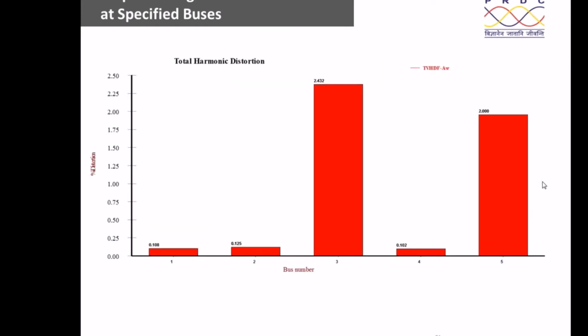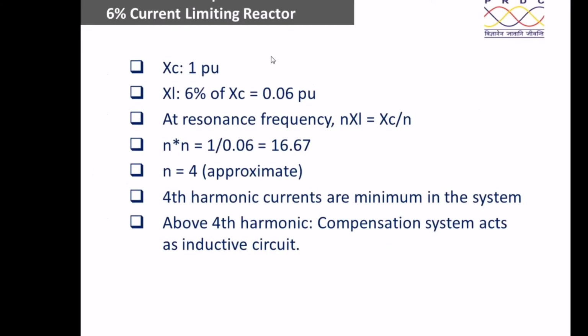Therefore, now let us see what happens. You can also plot with respect to the bus numbers. What is the percentage distortion? Corresponding to bus number 1, 2, 3, 4, 5, you will also be able to plot the harmonic voltage distortion. Now, assume that the consumer is going to limit the current inrush by having a 6% current limiting reactor. If you design a 6% reactor, what will happen?